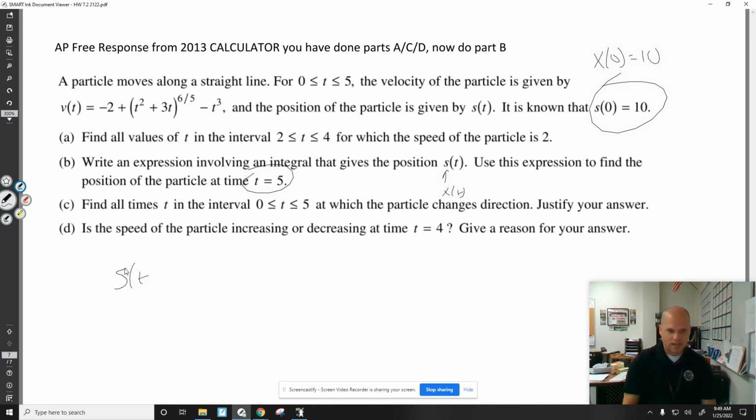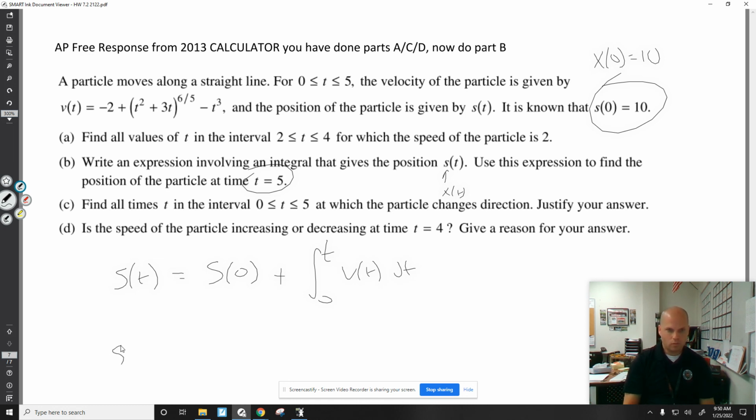My position at time t will equal my initial position. You could put s of 0 or you could put 10 plus my displacement from the 0 second to whatever time I want. Now, if you're not comfortable with this yet, putting a t in a variable, but it makes sense. If I wanted to find the position at 5, I'd put 5 here. So if I want to find the position at t, I'd put t here. And I'm just going to put v of t. It's already given to us. It's tough to write it down.